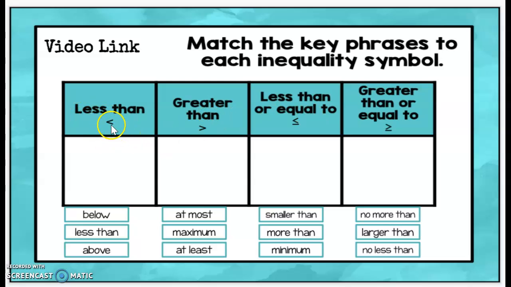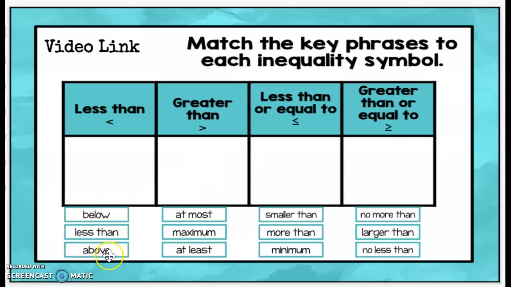So this sign right here is less than. Greater than, all you do is flip that less than sign. Less than or equal to, we took that less than sign and put a kind of half equal sign, just the bottom part of that equal sign on there. And greater than or equal to, we took that greater than sign, and again we also put just that bottom part of the equal sign on there.